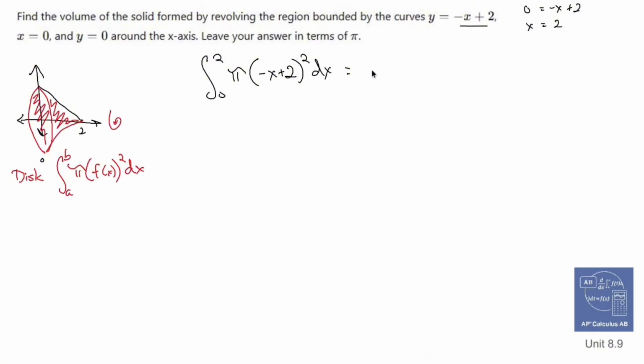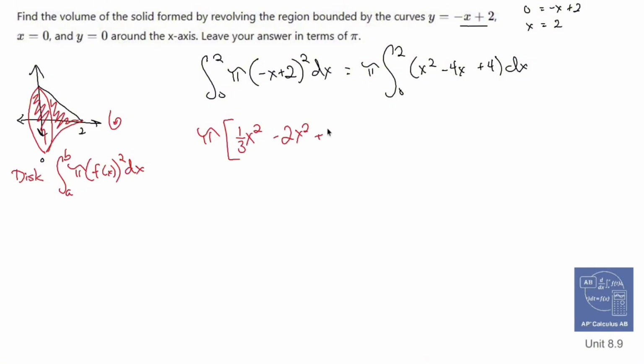So before I do anything, let's rip out that pi, okay, because it's a constant, or coefficient. This is a perfect square trinomial, so if you were to FOIL that out or do the whole perfect square thing, you would get x squared minus 4x plus 4 dx. And now we can integrate. Okay, pi still lives out there. The integral of x squared is 1/3 x cubed. The integral of negative 4x is going to be negative 2x squared. And the integral of 4 is going to be 4x.